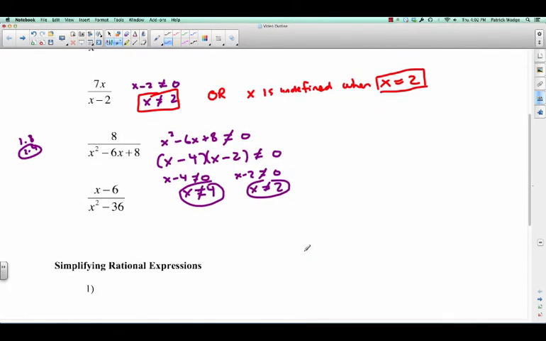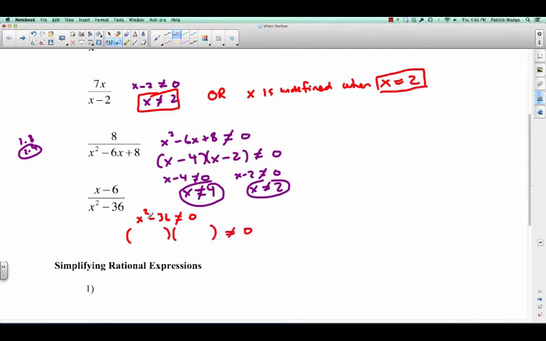Alright, last one. On the top, it doesn't make any difference what the numerator is. So we just look at the denominator. And we want to know what would make this denominator equal 0, because it's not allowed to equal 0. How do we solve a quadratic? We factor. This is a difference of squares. It's a binomial. So again, you need to know how to factor in this course.